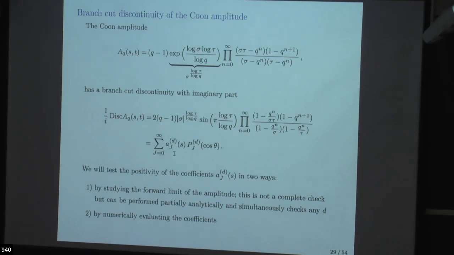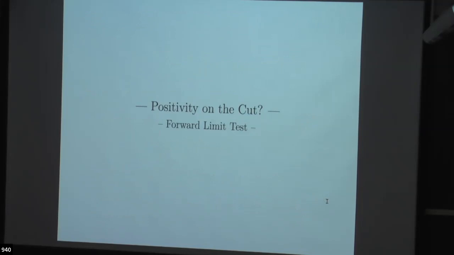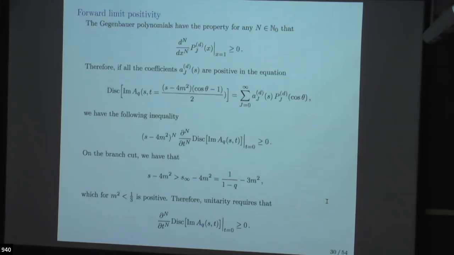And now we can and will check this just by numerically computing these coefficients. The downside is, if you do it numerically, you just have to do it case by case for mass and Q and number of dimensions. But a different check we can do, which is not complete, but which will allow us to get some partially analytical handle on these checks, is by looking at the forward limit. So that'll be the first time we'll look at this forward limit.